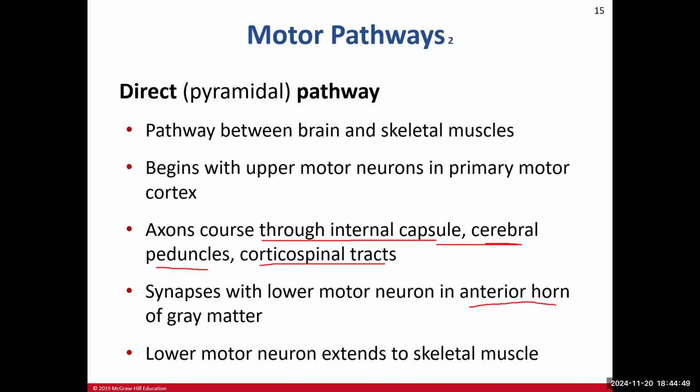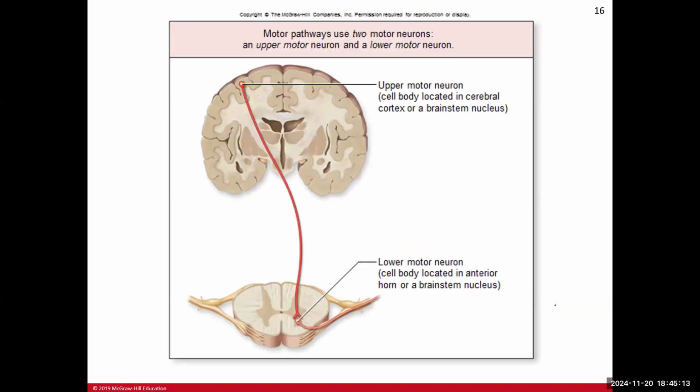And then it'll travel down into your spinal cord and travel through the spinal cord, right through the corticospinal tracts. Then it'll synapse onto the second, the lower motor neuron in the anterior gray horn or ventral gray horn. And then that lower motor neuron will enter out into the periphery there and then innervate your skeletal muscle somewhere. So we'll show you a picture. Real simple. This is the easy one.